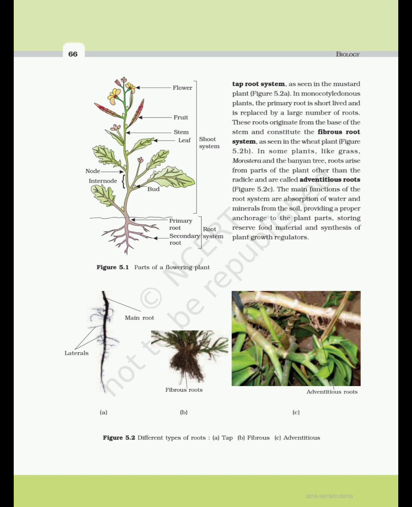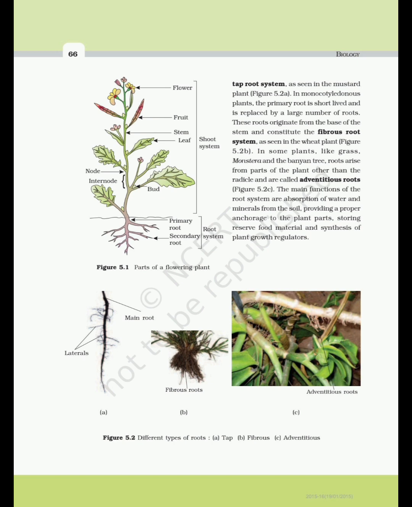These roots originate from the base of the stem and constitute the fibrous root system, as seen in the wheat plant. Figure 5.2b. In some plants, like grass, monstera and the banyan tree, roots arise from parts of the plant other than the radicle and are called adventitious roots.